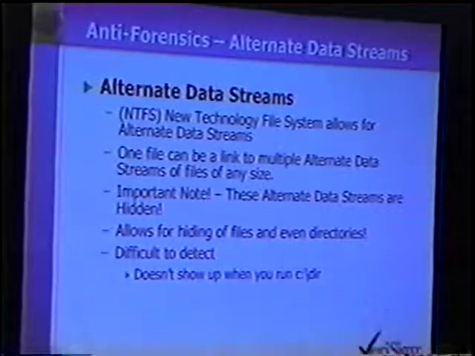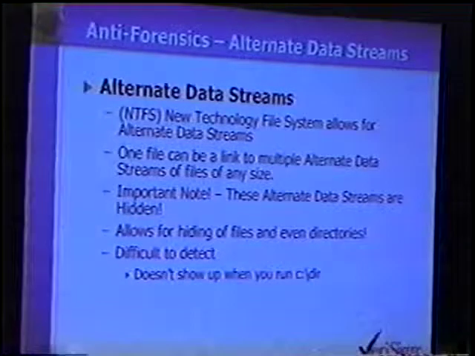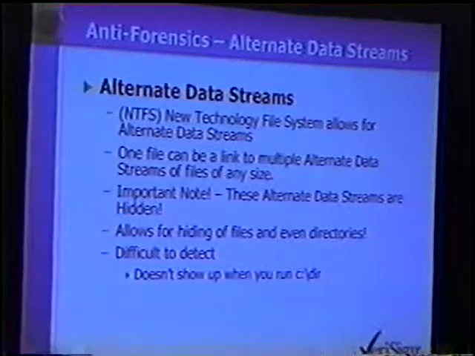Alternate data streams is something that's found in the Windows NTFS file system, by which one file can be a link to multiple alternate data streams of files of any size. These alternate data streams are actually hidden within the file system. This allows for hiding of files and even directories, and it can be difficult to detect. For example, it doesn't show up if you run a dir.